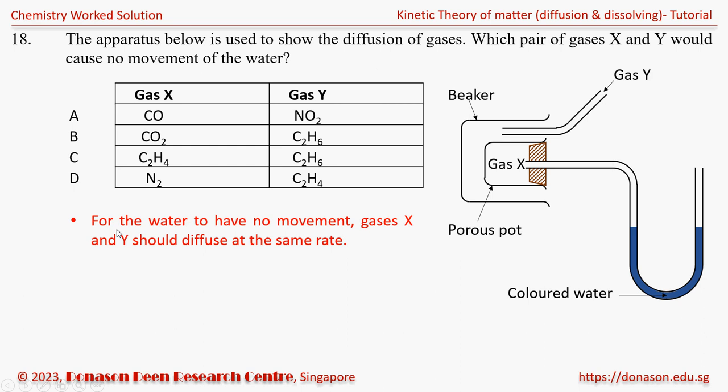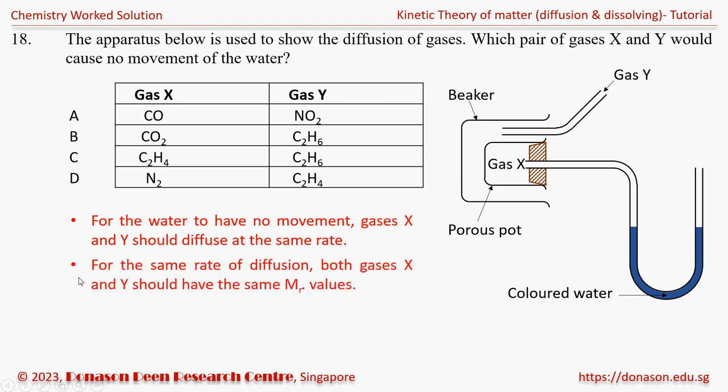So for the water to have no net movement, gases X and Y should diffuse at the same rate. When they need to diffuse at the same rate, what's important? For the same rate of diffusion, both gases X and Y should have the same density, which means they should have the same MR values. So what we need to do is go to each of the gases and work out the MR values, and look for which option gives both gas X and gas Y the same MR values.